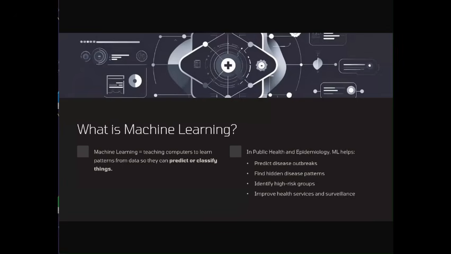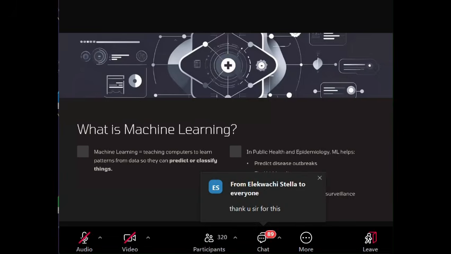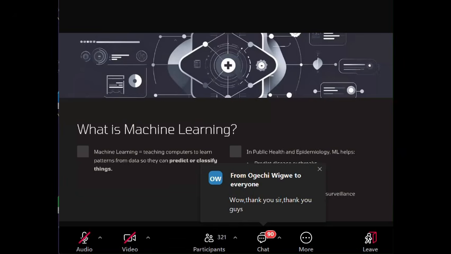Defining this again, machine learning is teaching computers to learn patterns from data so that they can predict or classify things. That is what machine learning is all about. You are teaching the machine to learn, and in doing so you are writing algorithms so that the machine can actually learn things. That's the simplest way I can explain this.